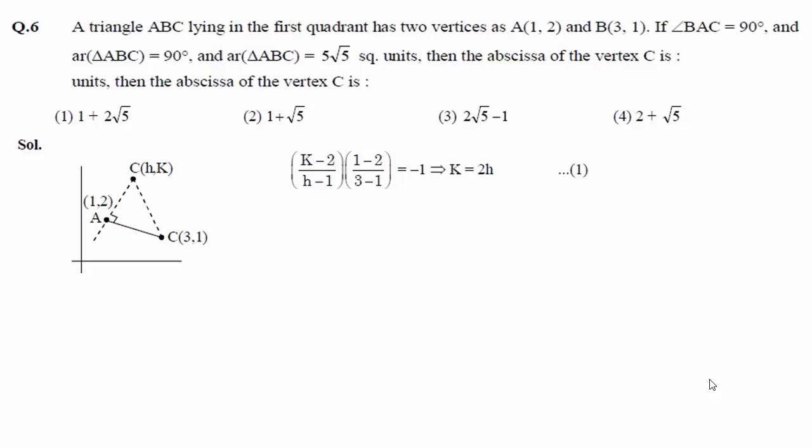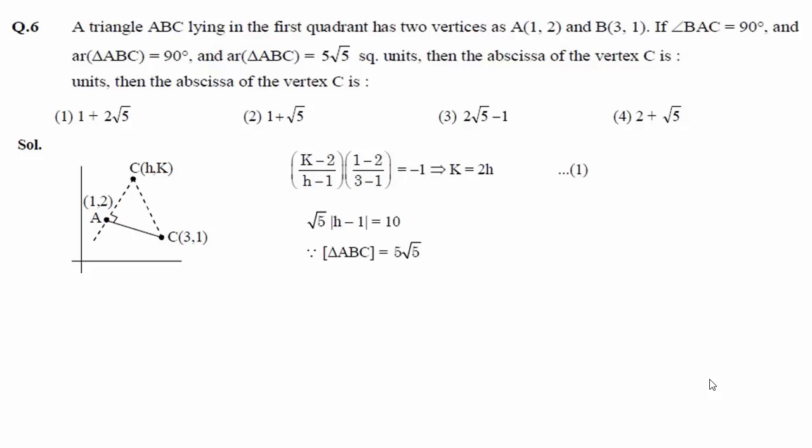Therefore, (k minus 2) divided by (h minus 1) is the slope of AC, and (1 minus 2) divided by (3 minus 1) is the slope of AB. As AC is perpendicular to AB, their product is minus 1. Therefore, (k minus 2)/(h minus 1) times (1 minus 2)/(3 minus 1) equals minus 1. This implies k equals 2h.